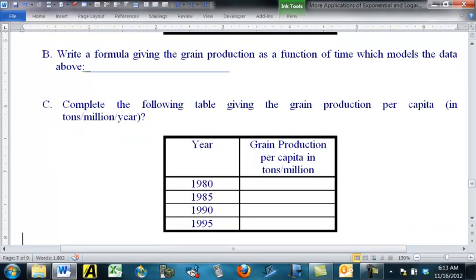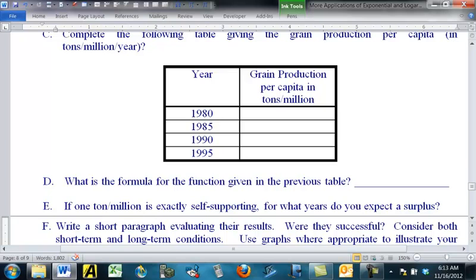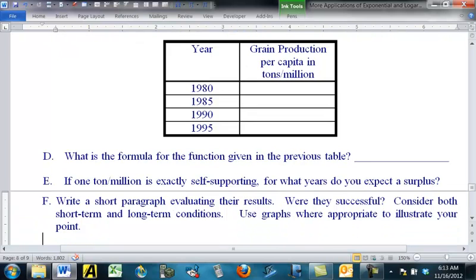Now figure out the grain production per capita. So grain per person, grain per population. You should be able to work out a table there. If it's 1, they neither import nor export. If it's bigger than 1, we're going to say they export. If it's less than 1, they'll import. So what years do you expect a surplus? Okay? And then try to write a little paragraph evaluating the results. Were they successful? Were they successful in the short term? What about long term? And use some graphs to illustrate and support your point.